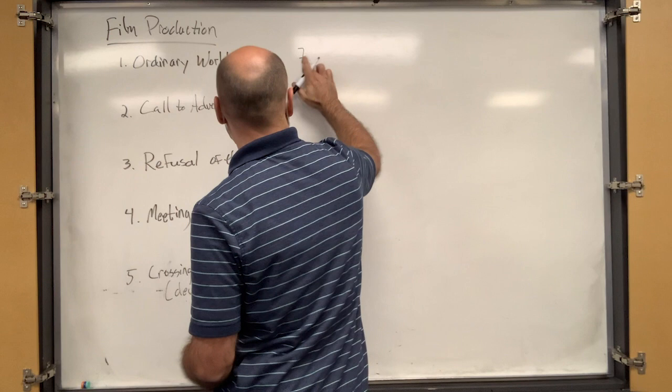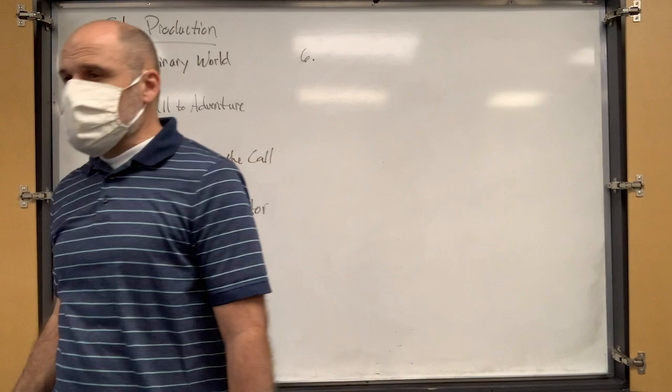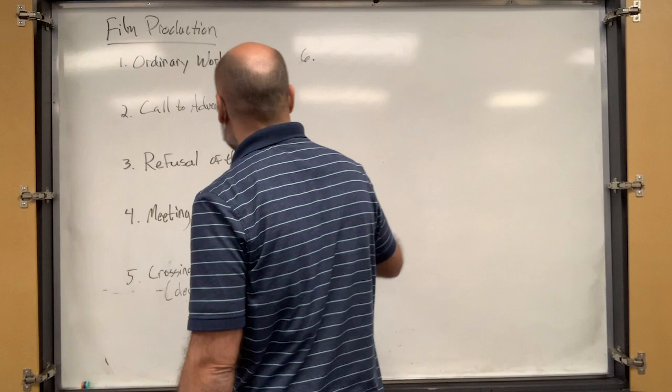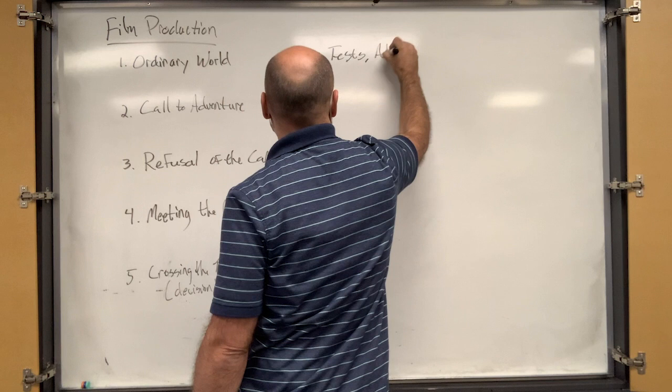All right, what's number seven? Oh, what's number six? Sorry. Okay, and then the story begins. And then there's drama. There's basically tests, allies, enemies, okay? So six is the tests, allies, enemies.